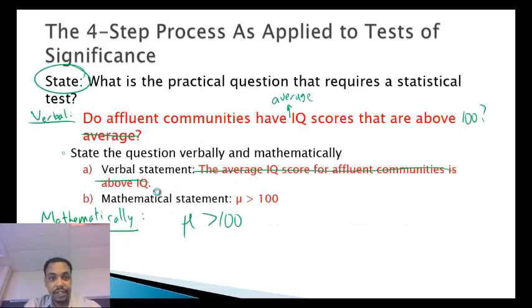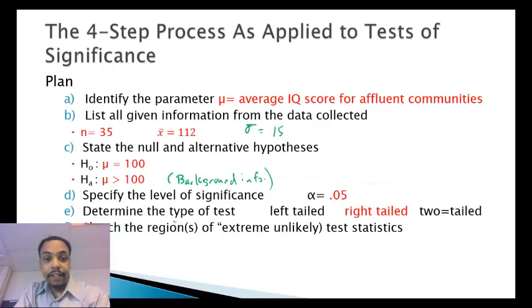Level of significance, 0.05. Type of test, right tail. What was the clue for it being a right tail test? More than, above, that sort of thing. Yep.